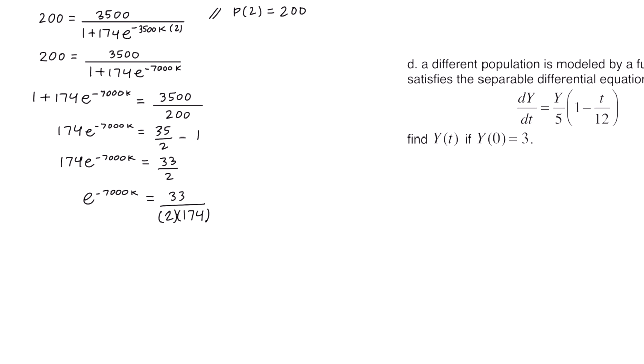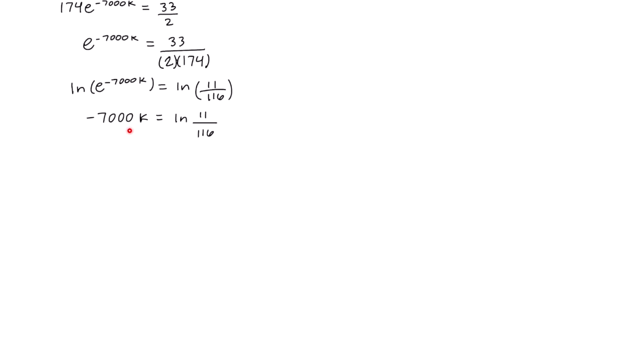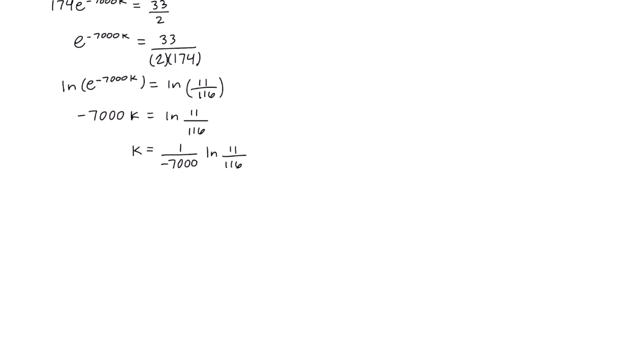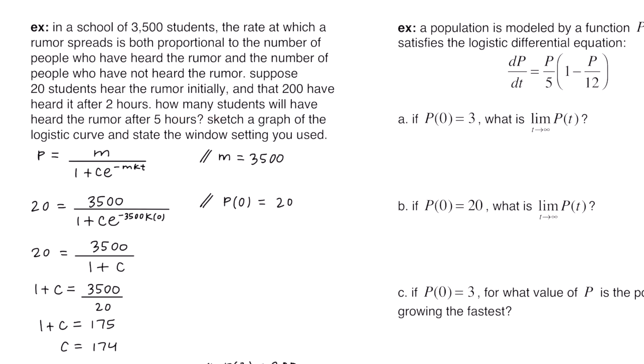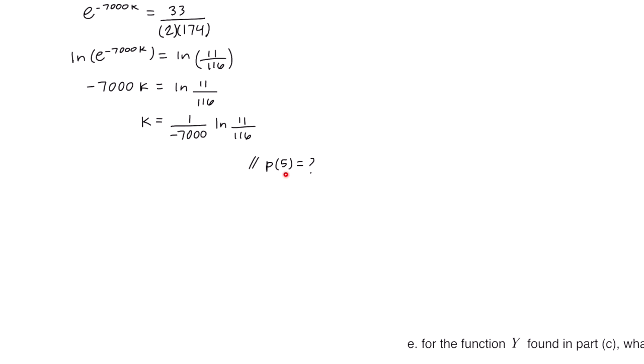And at the same time, I'm going to take the natural log of both sides. So at this point on the left, this is going to simplify to just negative 7,000k. And then last, we're going to get rid of this negative 7,000. All right, so here's our expression for k. And then next it says how many students will have heard the rumor after 5 hours. So we want to find p when t is 5 hours.